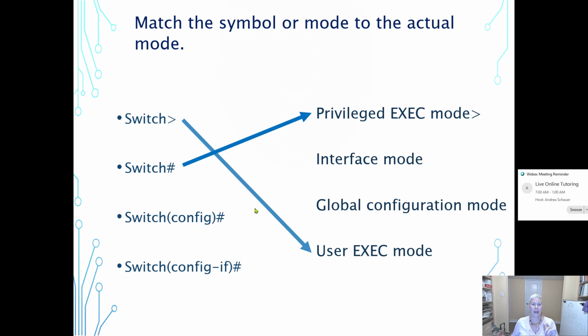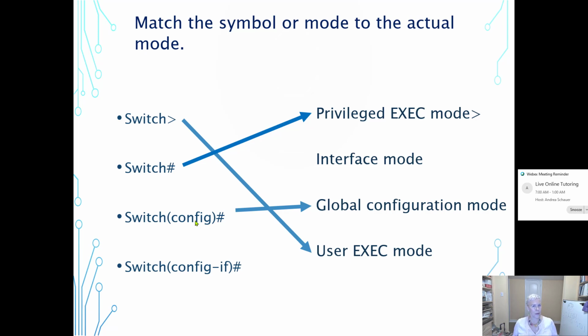enable, E-N-A-B-L-E, enable. All right, next, switch config with the hashtag. What mode are you in then? Think about this, right? I'm affecting the whole part of the device. In this case, it's a switch. Global configuration mode. How do you go from privileged mode to global mode? Well, you do that with the command configure space terminal, because I'm going to be configuring the terminal.